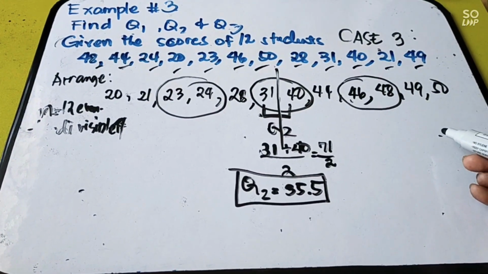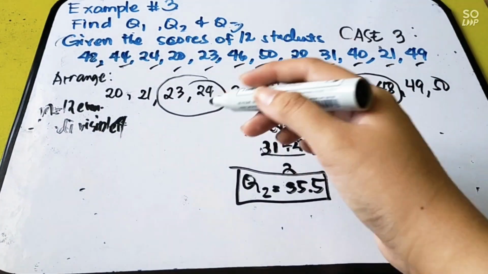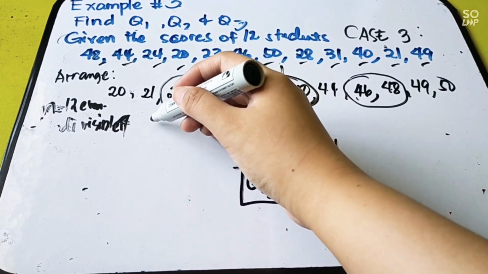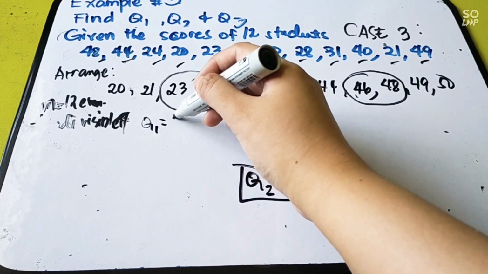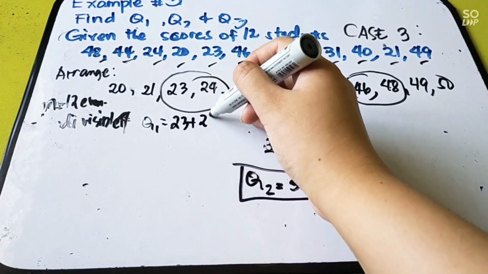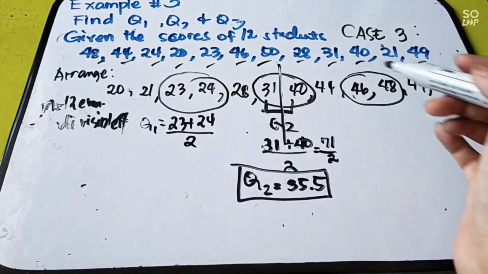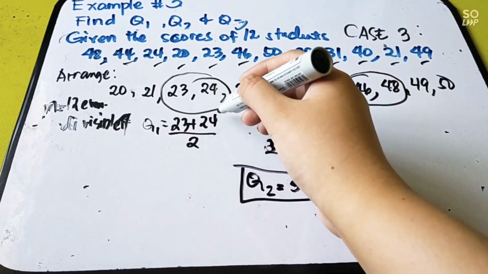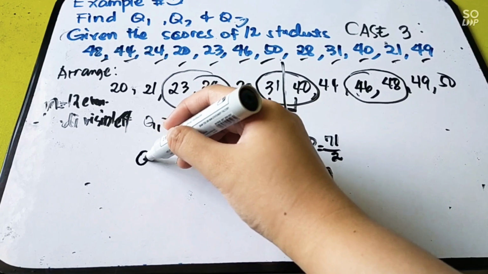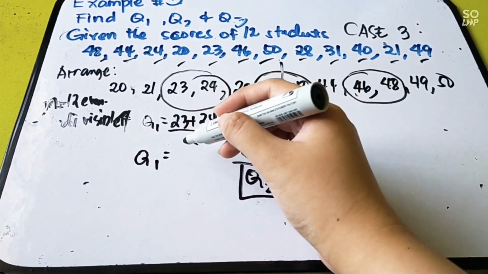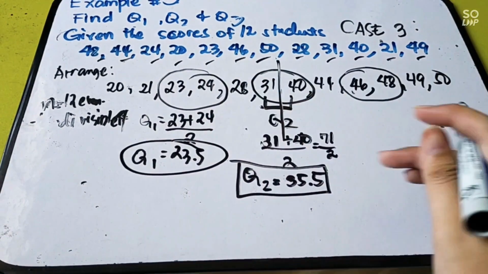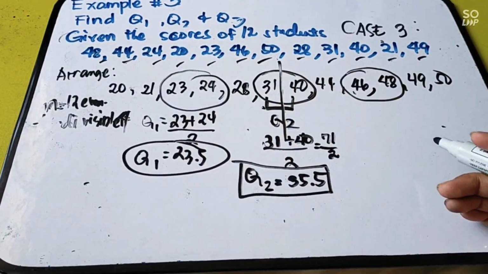Yan, gano'n lang kasimple. Then, since dalawa ulit, we are going to find for the average ulit. So, for quartile 1, we have 23 plus 24 divided by 2. Ganun lang kasimple. So, 23 plus 24 divided by 2, ang gitna lang niyan ay we have 23.5. Okay? Kasi magkasunod na number, pinakagitna lang naman niya.